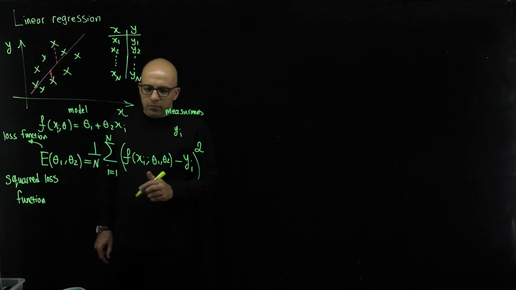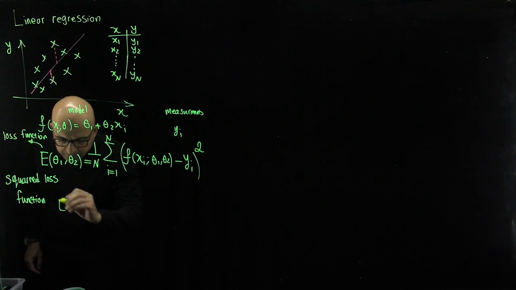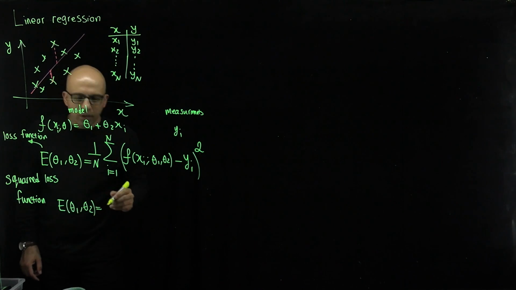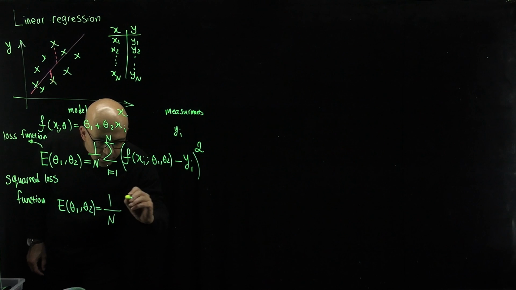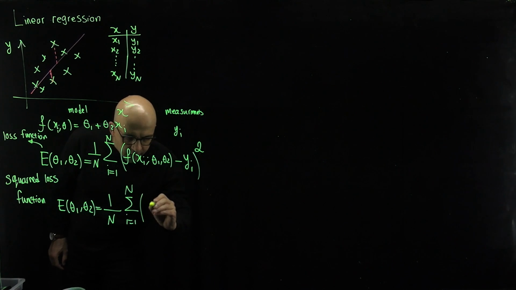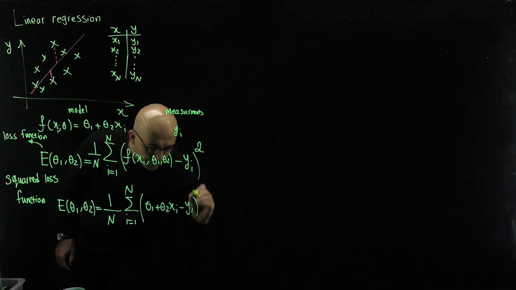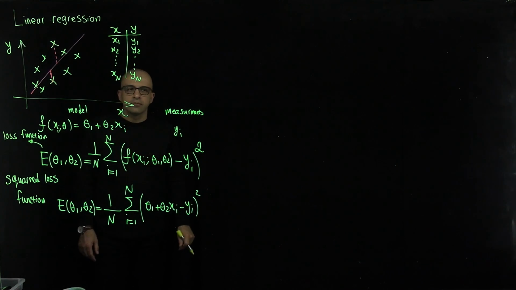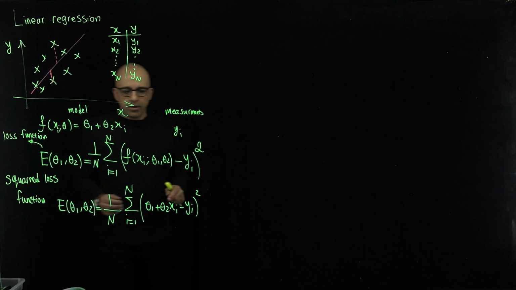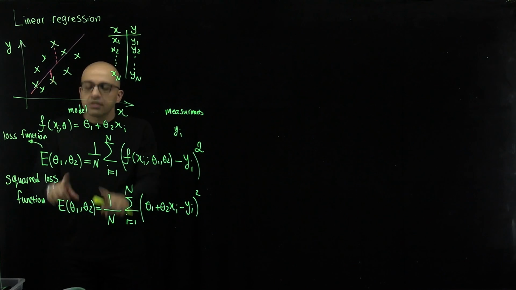So we can plug this particular expression for f here, and basically our optimal theta 1 and theta 2 are theta 1 and theta 2 such that this function is minimized. And so I have theta 1 plus theta 2 x_i minus y_i. Okay, in the next video, we'll see how we can actually solve this optimization problem. This is now an optimization problem. So find theta 1 and theta 2 such that this loss function is minimized.